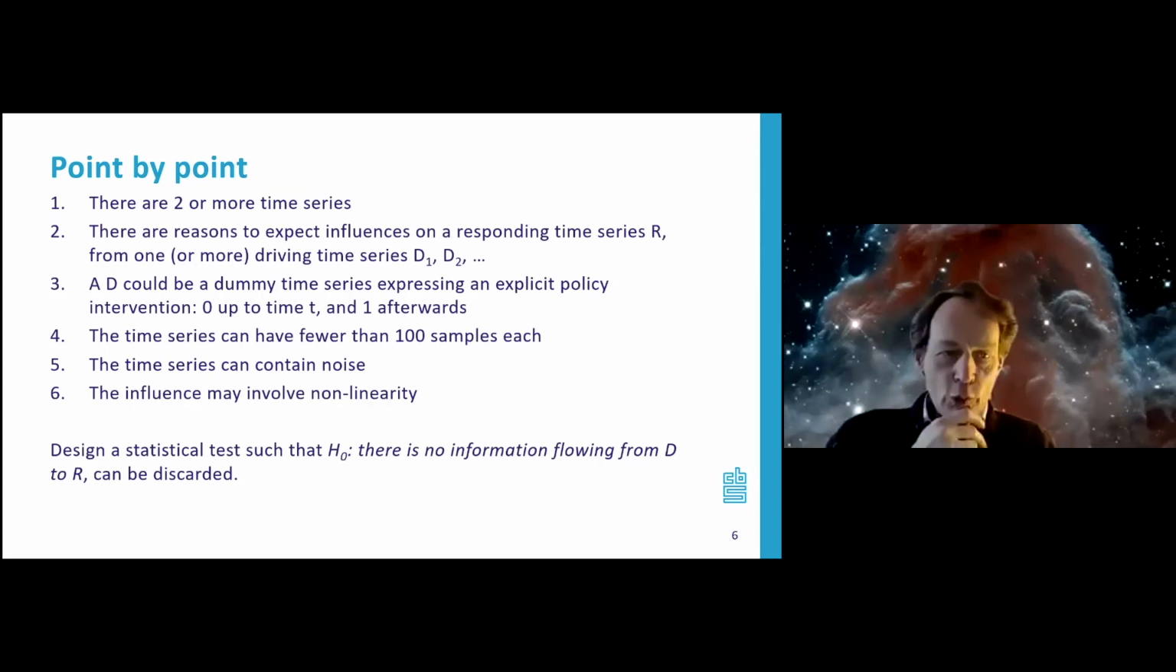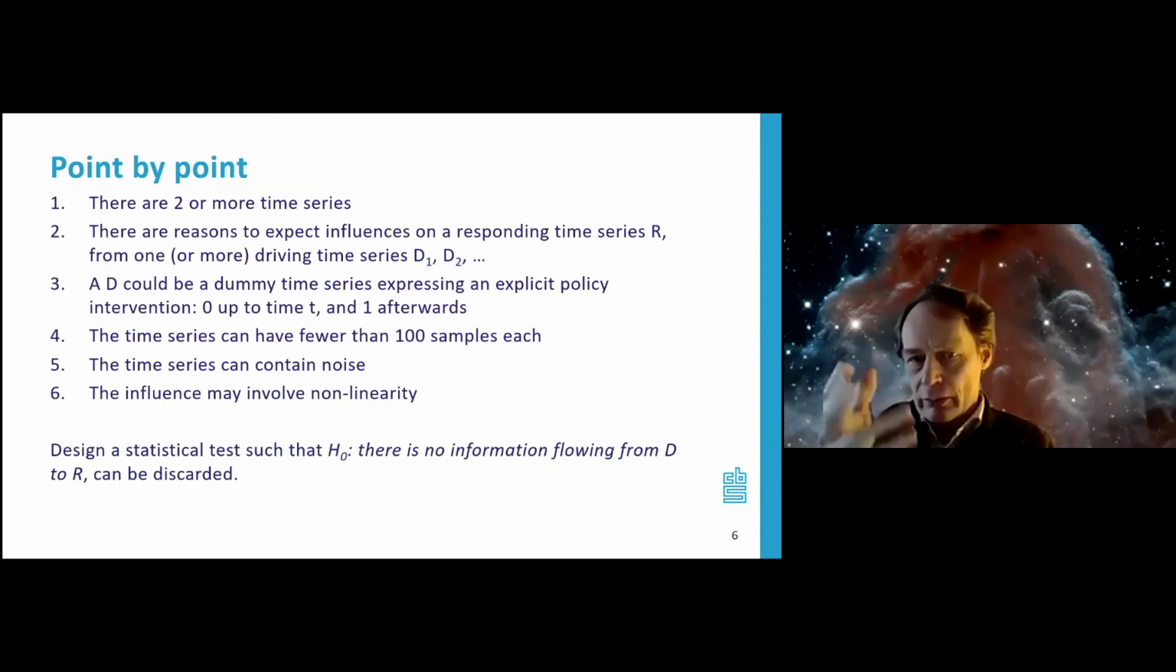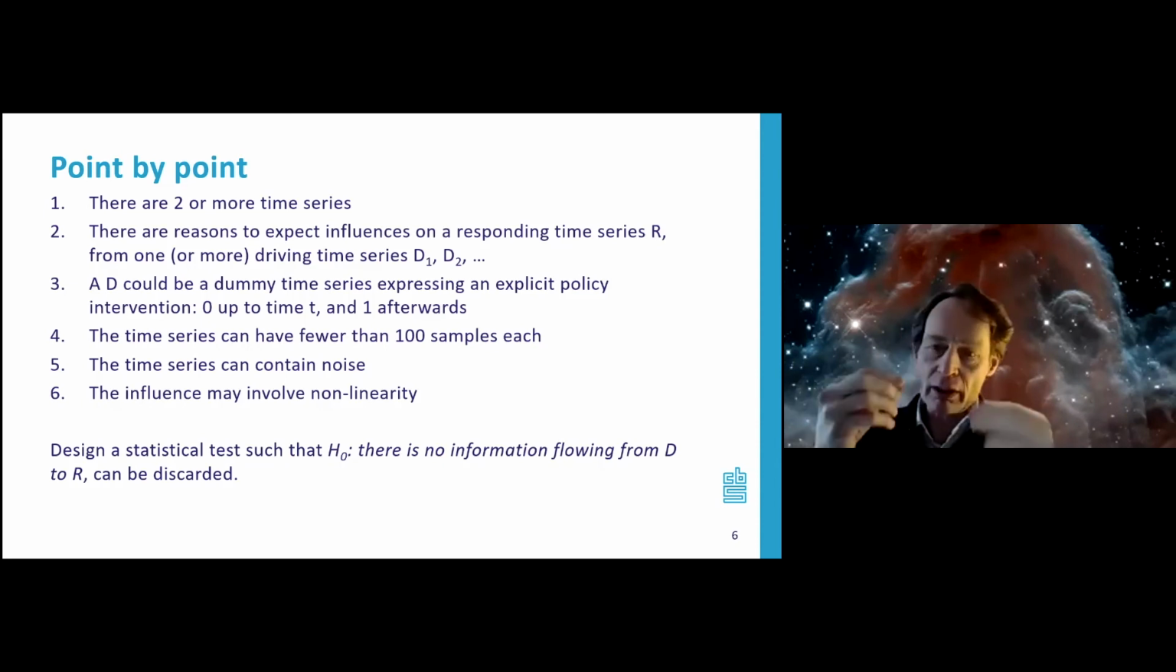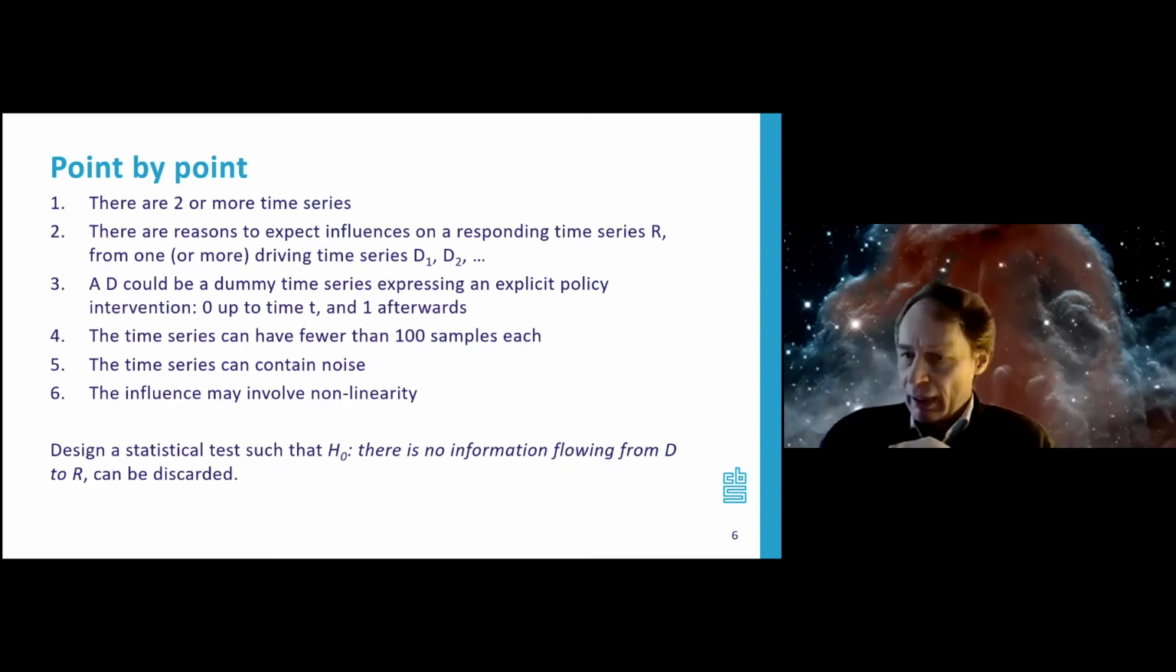Okay, so in a few points, listing that we have at least 2 or more time series that we want to do something with. We have a reason to expect an influence from some one or more driving series to some responding time series. So we're really working on time series in most instances with CBS. And the driving time series could also be a kind of a dummy that makes explicit that there was a policy intervention at a particular point in time. The length of the time series, well, more than 100 samples is very, very rare indeed for us. Mostly we have to deal with noisy time series, and the noise is not necessarily normally distributed. And the influence, the driving and responding, that connection may very well be nonlinear.